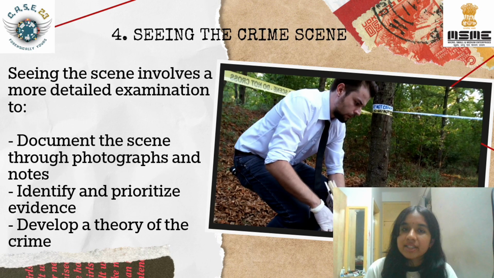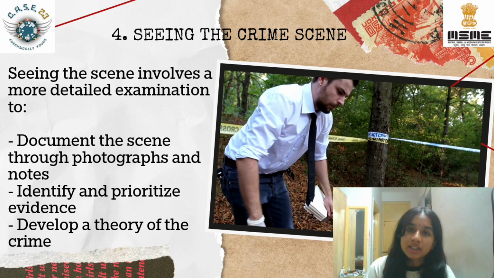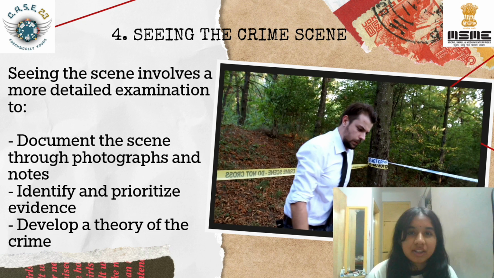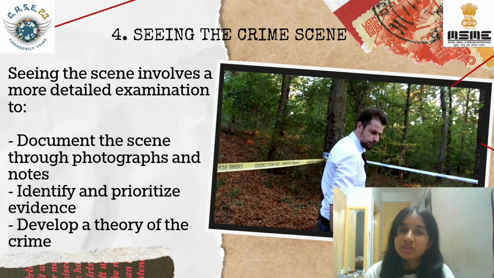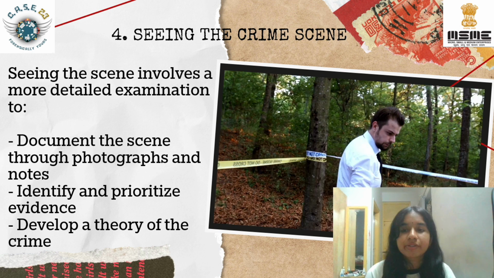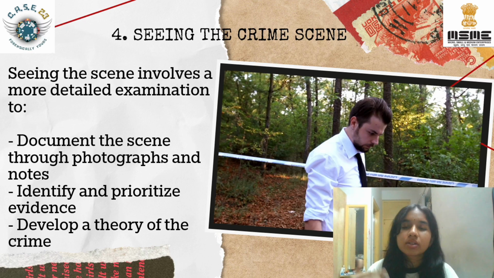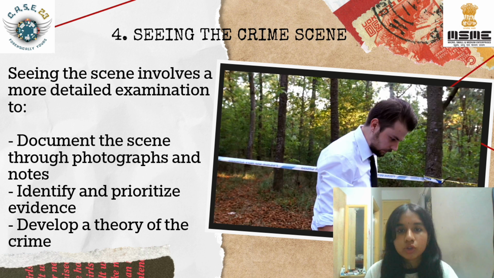The fourth S in the 7S of crime scene investigation is seeing the crime scene, which is a detailed version of scanning the crime scene. It is a more detailed examination compared to scanning, which was the previous S we just discussed. This step involves documenting the crime scene through photographs and notes. You can make notes and capture photographs from various angles and various ranges, including close range, mid range, and far range, basically capturing the evidence by placing a measuring tape right beside it and photographing it from various angles in order to capture various details about the evidence.